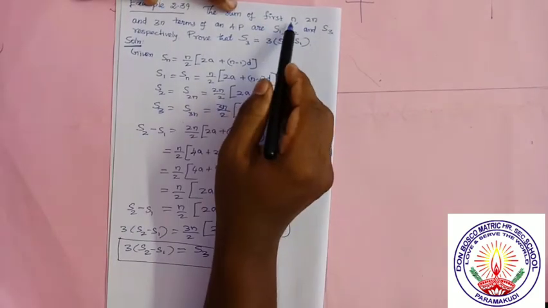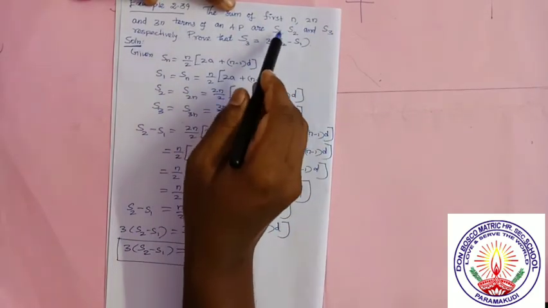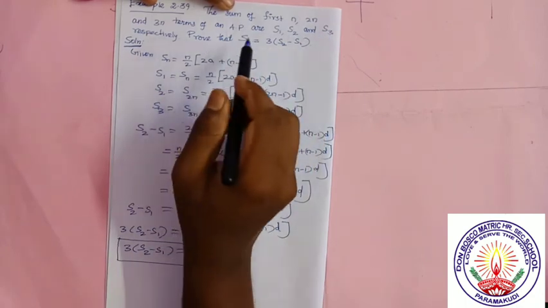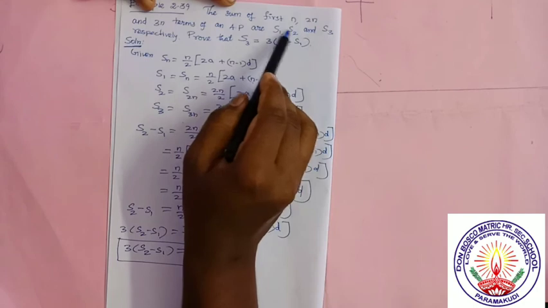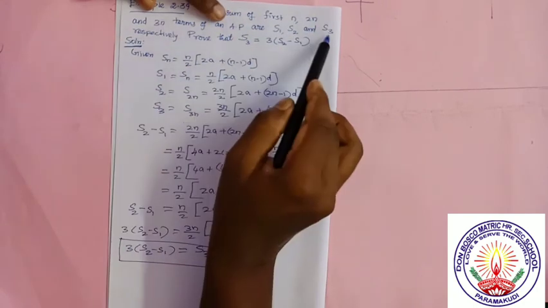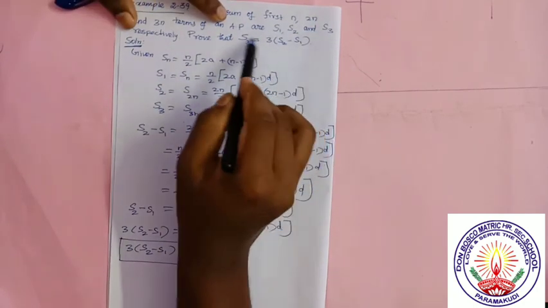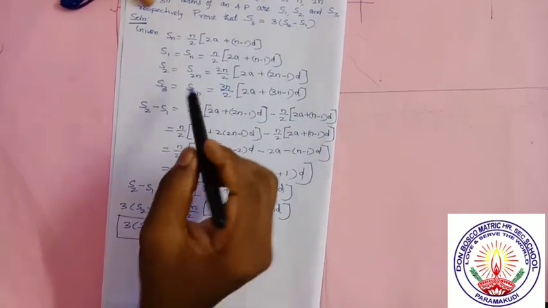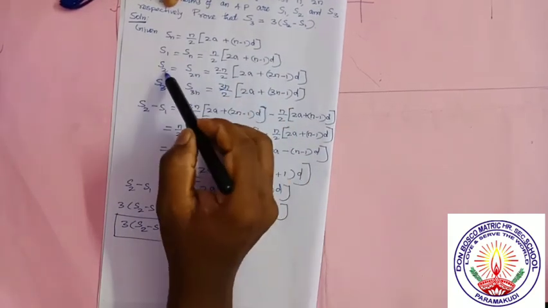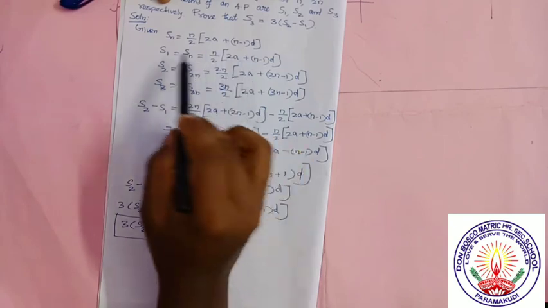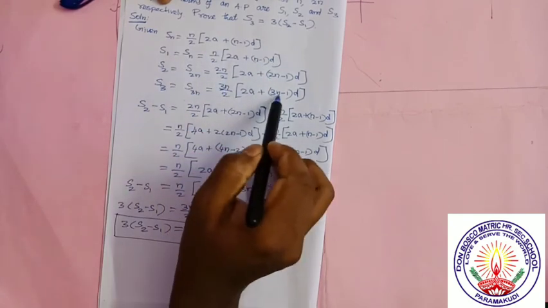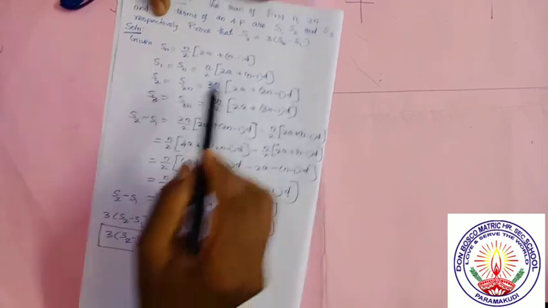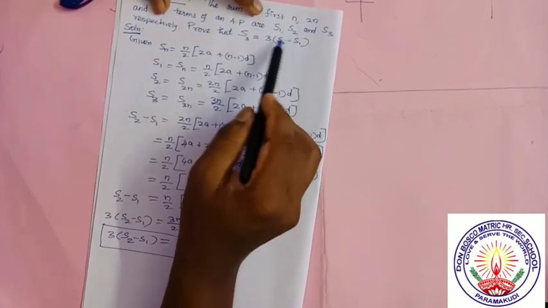The sum of first n, 2n, 3n terms of an AP are S1, S2, S3 respectively. That means the sum of first n terms is S1, the sum of first 2n terms is S2, the sum of first 3n terms is S3. Then we have to prove S3 is equal to 3 times S2 minus S1. So first you have to write what is S1, what is S2, what is S3: S1 means n, S2 means 2n, S3 means 3n. First take the right hand side, what is given in the bracket.